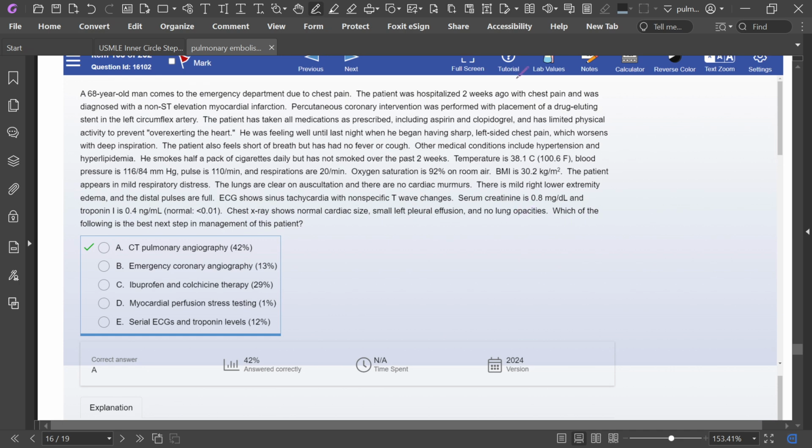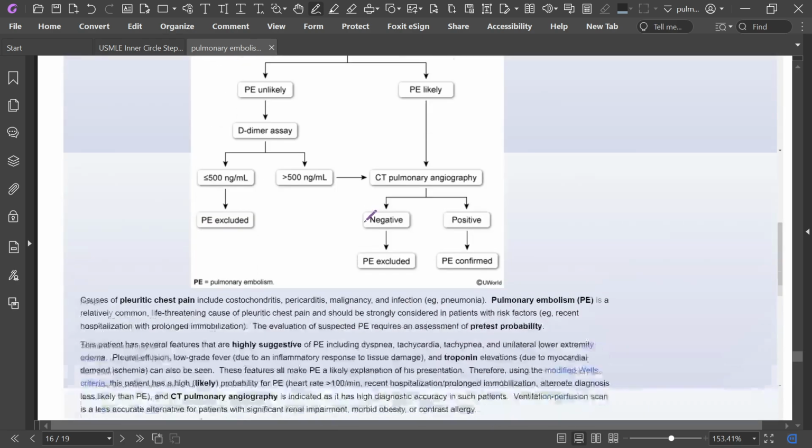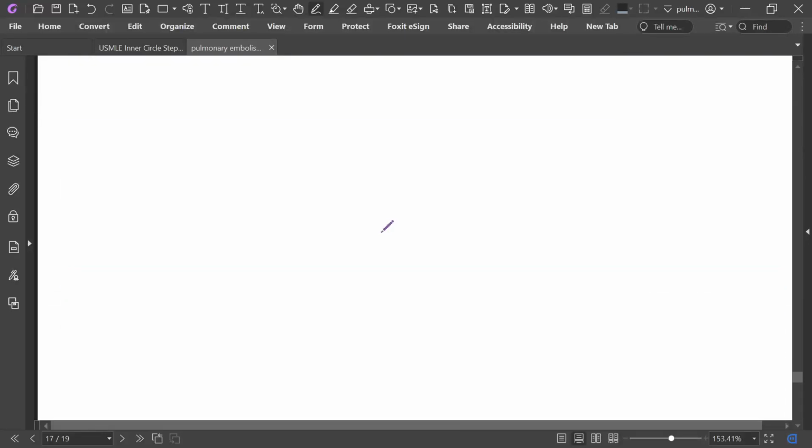look at this question. Chest pain, okay, PCI done, drug-eluting stent. Now sharp left-sided pain on inspiration. Okay, BMI is 30, high. ECG shows sinus tachycardia, hypotension, tachycardia, tachypnea, looks like pulmonary embolism. CTPA should be done. CT pulmonary angiogram should be done.